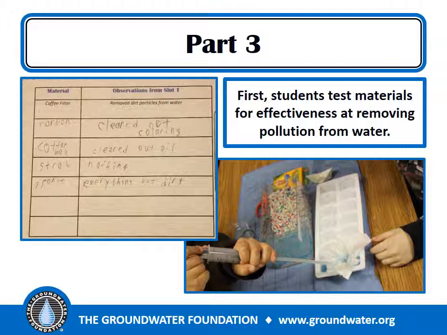Of course, before beginning the experiment, it is important to note the state of the polluted water prior to any filtering. Have the students write down their observations. What color is it? What types of particles are visible? What does it smell like? Then, they can record their post-filtering observations in the chart. For example, the coffee filter removed dirt particles from the water, and as the student noted in the photo, the carbon cleared out coloring or removed the food coloring from the water.